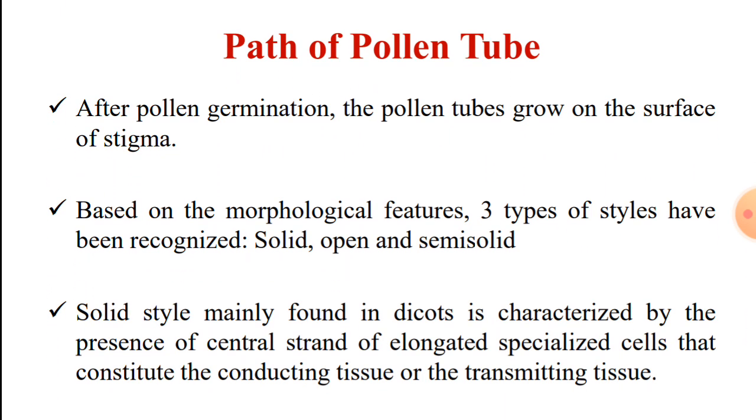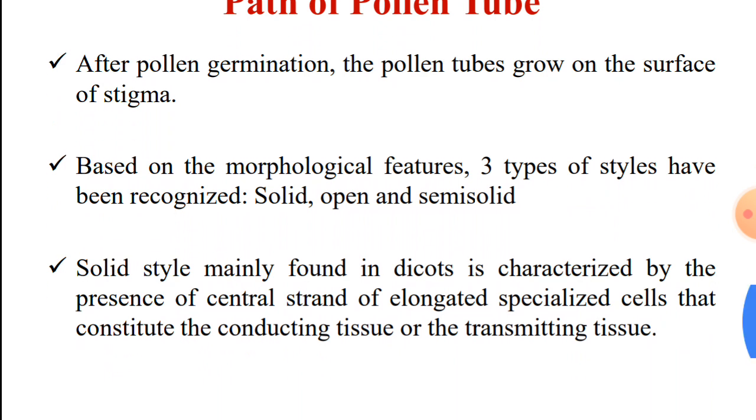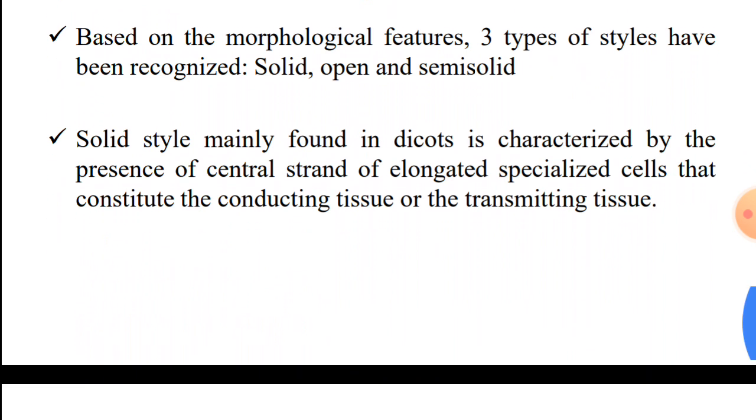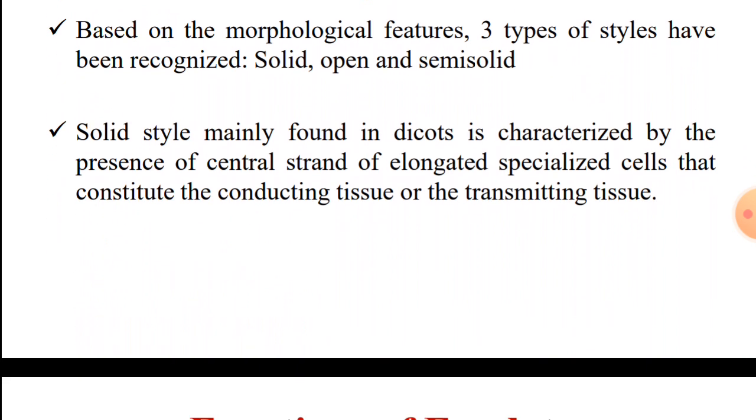Now the path of the pollen tube. After pollen germination, the pollen tubes grow on the surface of the stigma. Based on morphological features, three types of styles have been recognized: solid, open and semi-solid. Solid style, mainly found in dicots, is characterized by the presence of a central strand of elongated specialized cells that constitute the conducting tissue or the transmitting tissue.